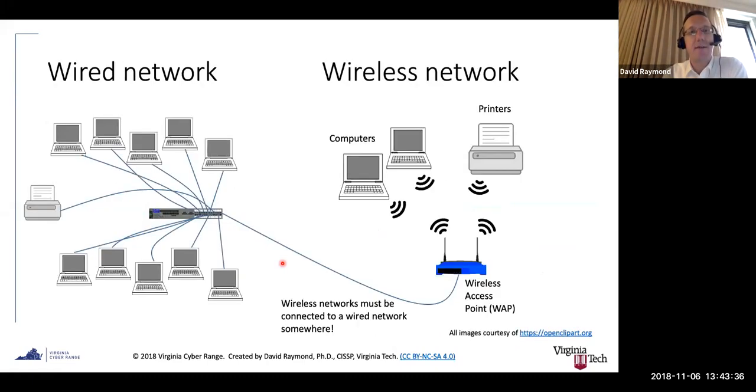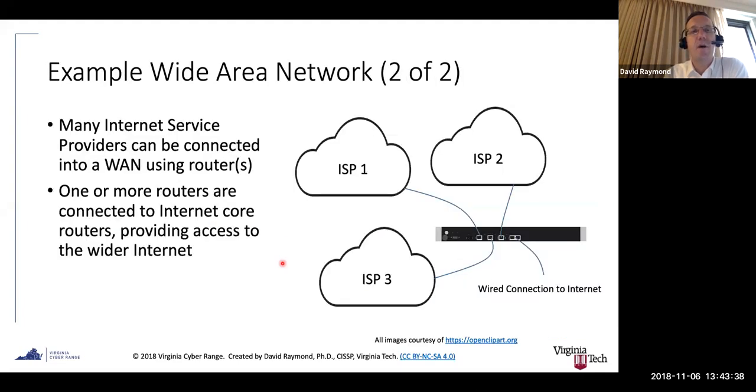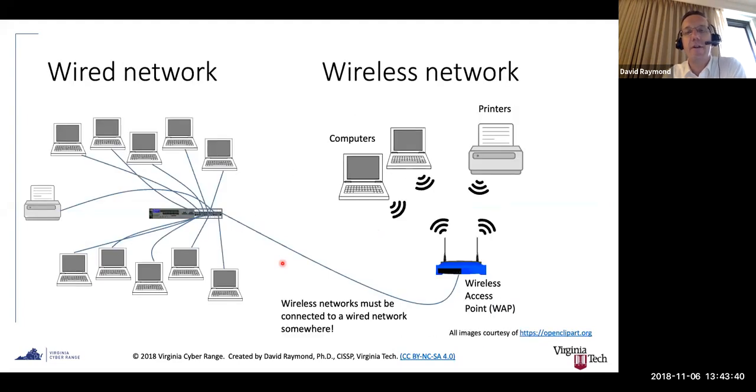Okay, so that's local area and wide area networks, and how different levels of networks are connected together. Hopefully that makes some sort of sense. The next couple of slides are going to talk about wired versus wireless networks, and this is pretty straightforward if you just think of how the network is connected.